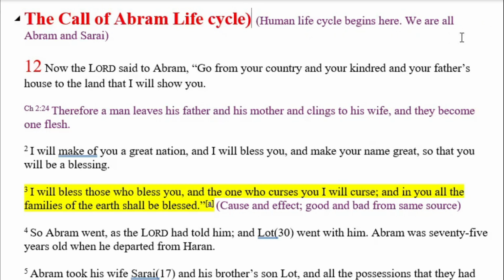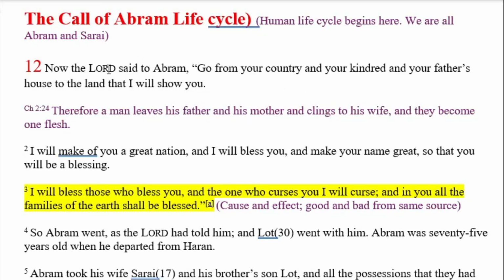Because the human life cycle begins here. We are all Abram and Sarai. But look at what happens. Again, we have to understand that this is a human life cycle template, and that there's a hierarchy going on, that the male portion is our consciousness and the female portion is our inner self.